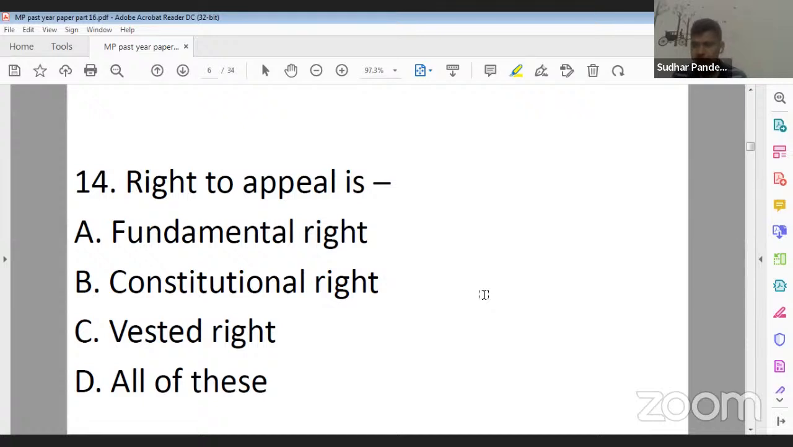Question number 14. So right to appeal is a vested right, right? Or you can say it is a statutory right. So it is a vested or statutory right. Clear? Right to appeal is a vested right.